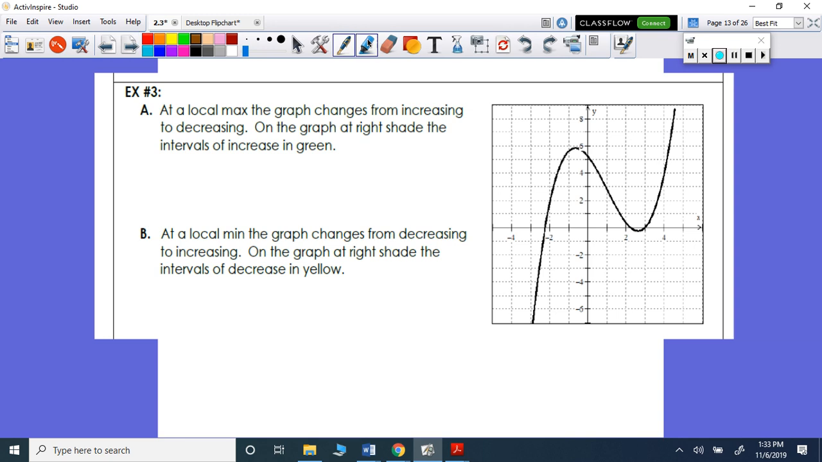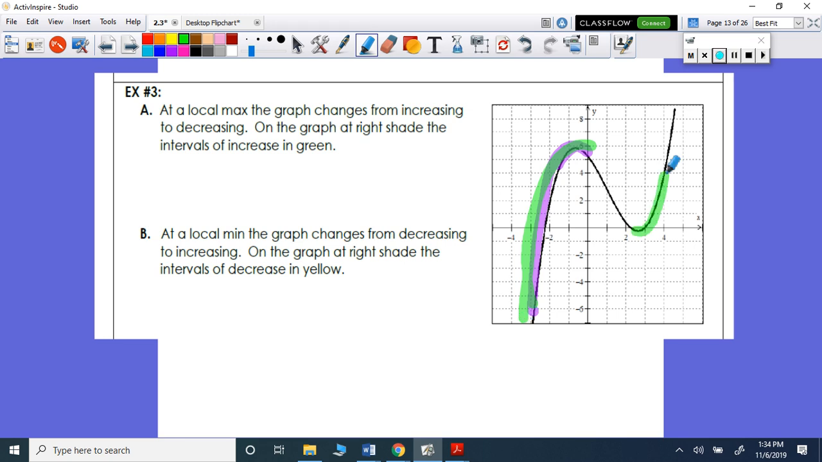Talking about theory-wise. Your max is where your graph changes from increasing to decreasing. So this is your max. It's where your graph changes from increasing to decreasing. I might be colorblind here because it said to shade it in green. So there you go.